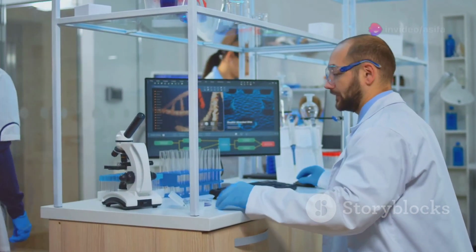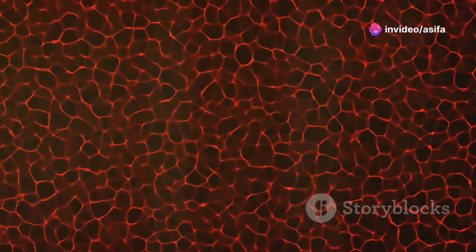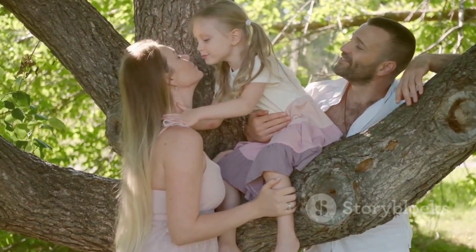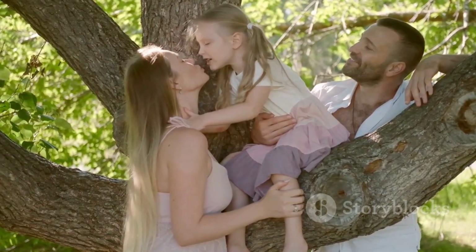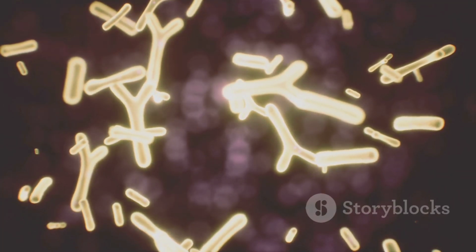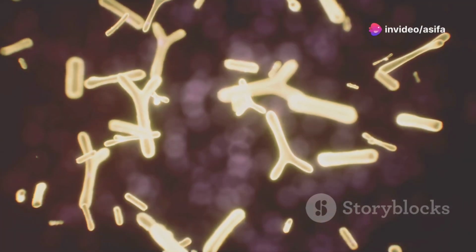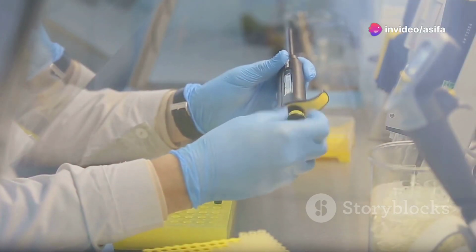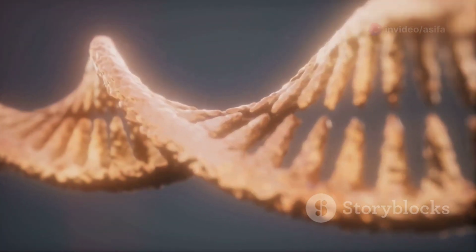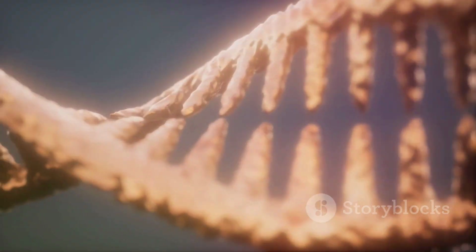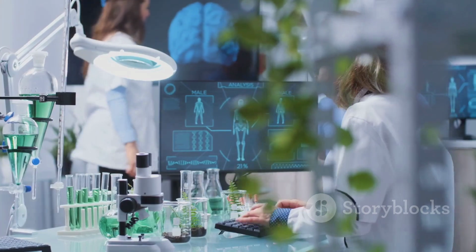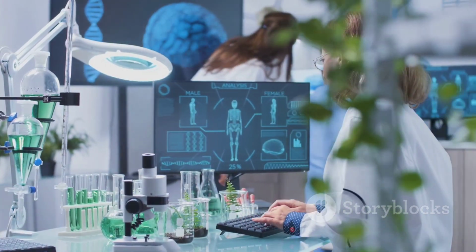Section 9. The importance of replication. DNA replication is essential for life as we know it. It is the foundation of heredity, ensuring that genetic information is passed down from one generation to the next. Without DNA replication, cells could not divide, and organisms could not grow or reproduce. DNA replication is a complex and fascinating process. It is a testament to the elegance and efficiency of biological systems. Understanding DNA replication is crucial for advancements in medicine, agriculture, and biotechnology.